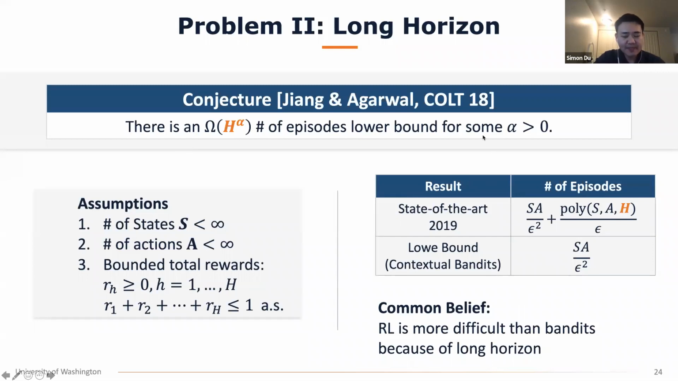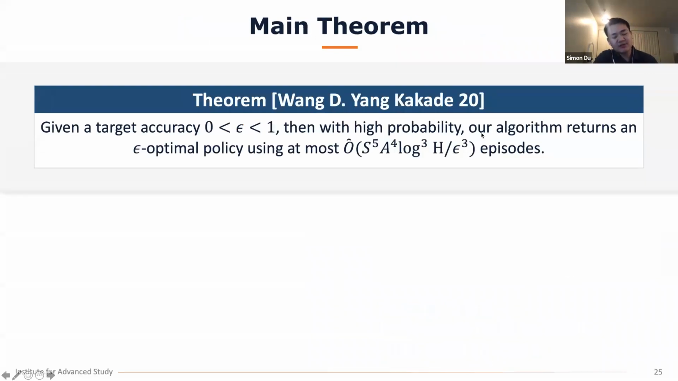Here I can show you a new algorithm with the following sample complexity. Given target accuracy epsilon, with high probability we can return an epsilon optimal policy using S to the 5th, A to the 1st, and some polylog factor of H, divided by epsilon to the 3rd episodes. You can see the dependency on S, A, and epsilon is not optimal at all, and is actually worse than the existing results.